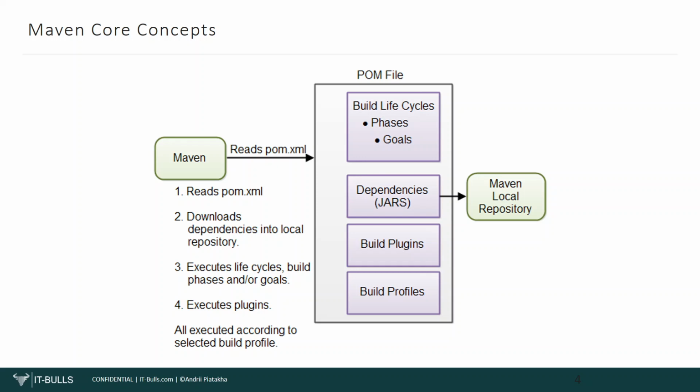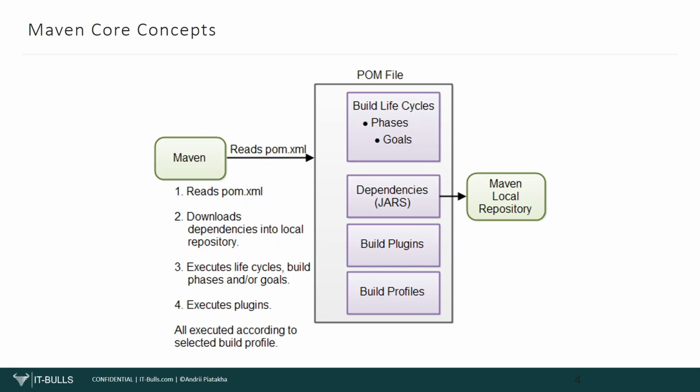If a lifecycle requested is executed, all build phases in that lifecycle are executed. If a build phase requested is executed, all build phases before it in the predefined sequence of build phases are executed too. Build plugins are used to insert extra goals into a build phase.